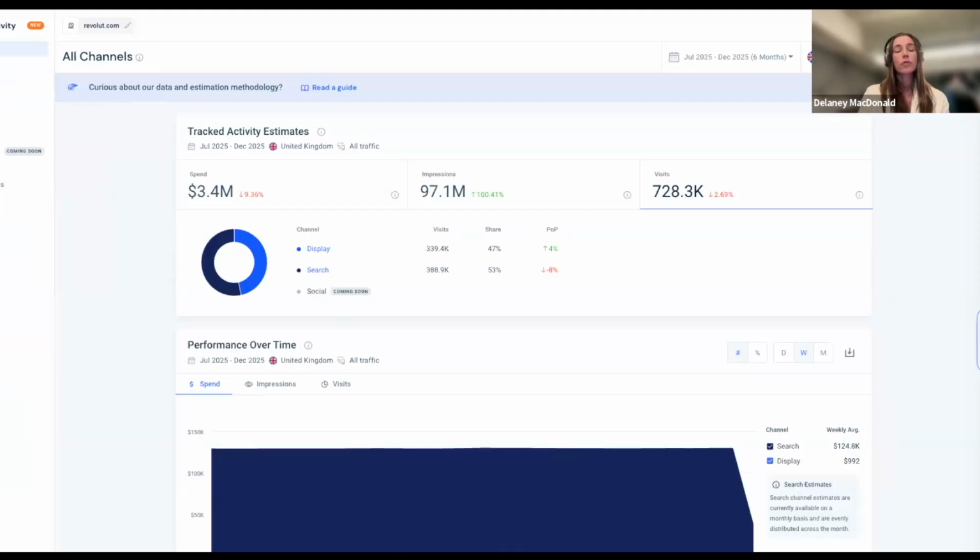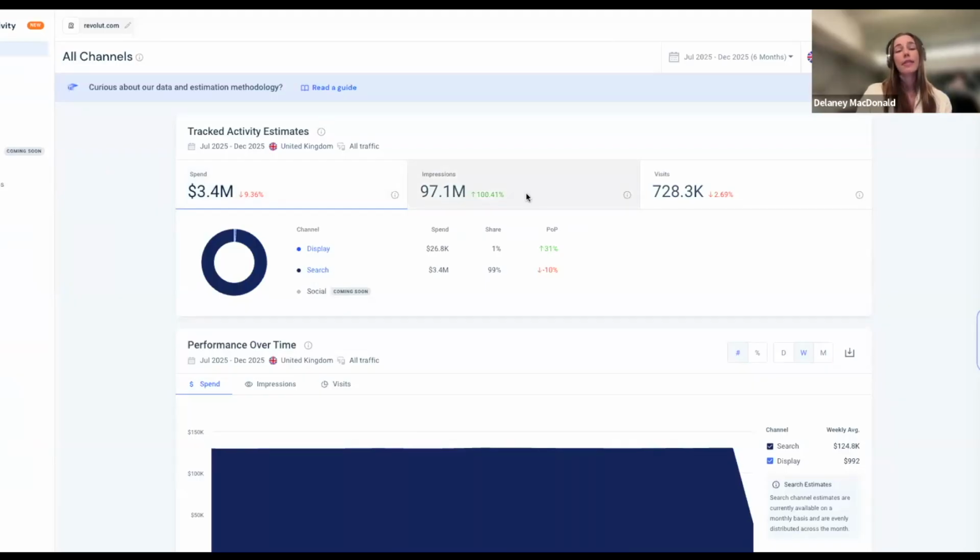In the all channels view, what we're able to see here is how Revolut is distributing its spend across channels and how that is performing for them. For the moment, we are covering display and search, but soon we will also be releasing insights for social, so you'll have this complete picture of all online paid activity. Straight away, what I'm seeing with Revolut here is that they are very much focused in terms of spend towards search, although there has been a pretty significant increase in the display spend recently.